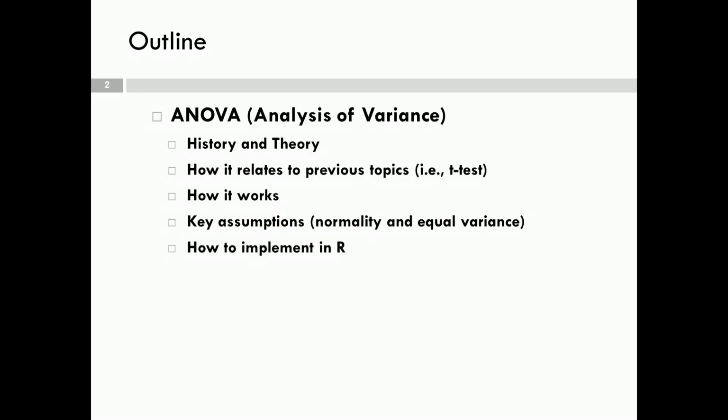We'll talk about the history and theory of analysis of variance, and then how it relates to previous topics. Basically, how is it an extension of the t-test? I'll show you a little bit of the nuts and bolts of how it works. We'll talk about some of the key assumptions, which it turns out are the same assumptions as for the t-test. And then finally, we'll talk about how to implement it in R, and then we'll get a little bit more into that in the lab where I show you some more specific examples.